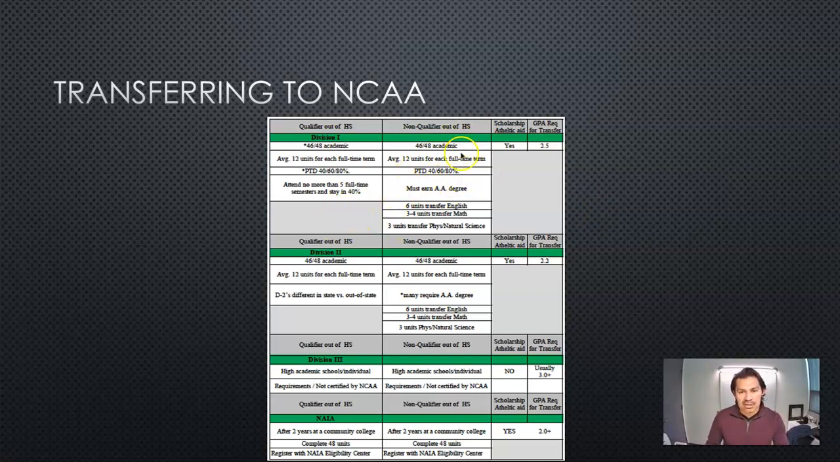And as a non-qualifier out of high school, there are some more prerequisites here. You have to average 12 units for each full-time term, and then you must earn an AA degree, with 6 units transfer from English, 3 to 4 units transfer from your math, and then 3 from physical or natural science. And the required GPA for both of these scenarios is 2.5.